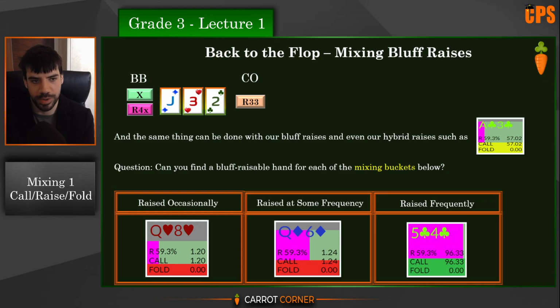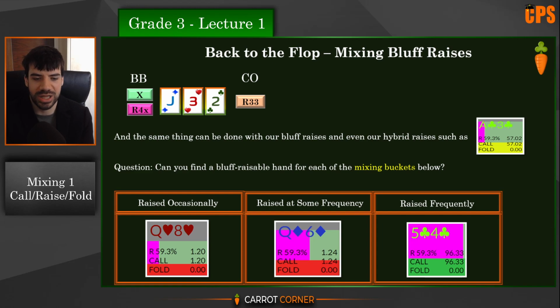And then raise frequently would be like your classic high EV front door hand like 5-4. An important final point here is that it's not better to raise 5-4 than to raise Queen 6. 5-4 is a better hand than Queen 6, whatever you do, but in equilibrium you're indifferent to raising each of them. The EV is the same. In reality, one line will be better than the other, but we don't always know what that is, and so mixing is a good way of keeping our range in check.